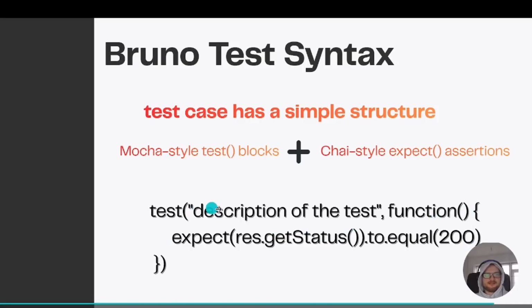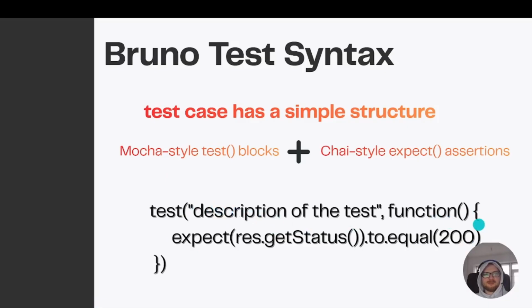Everything inside test is treated as a single automated test. Inside the parentheses, we have a descriptive name or test case name. This is what appears in the test result panel. The second argument is a function containing the logic of the test. This is exactly how Mocha works, just simplified.